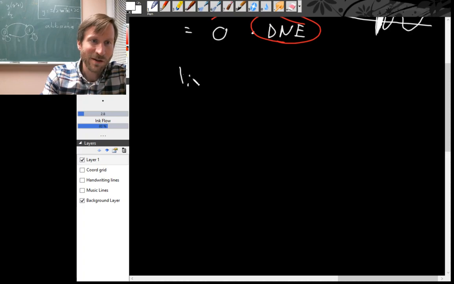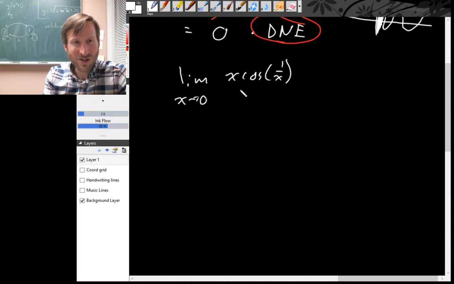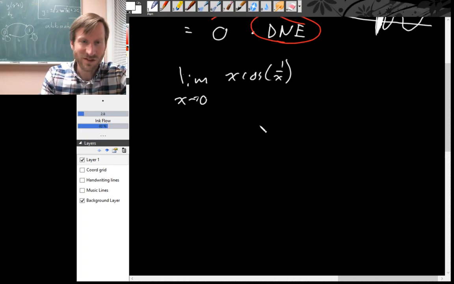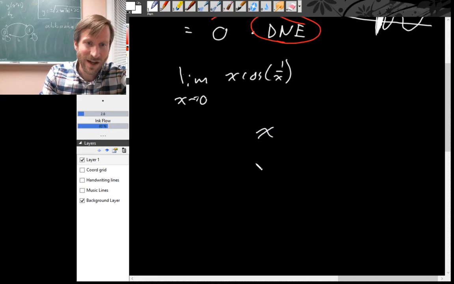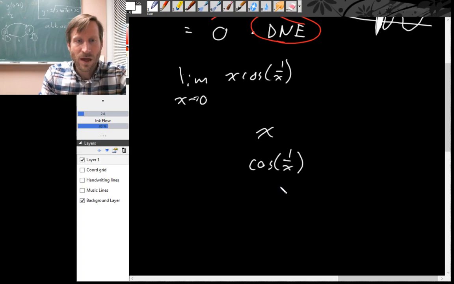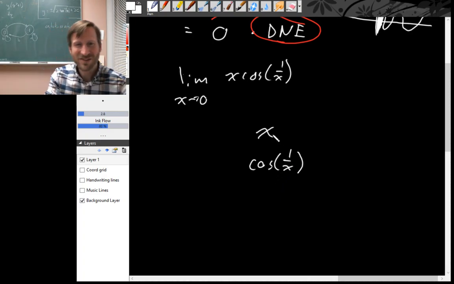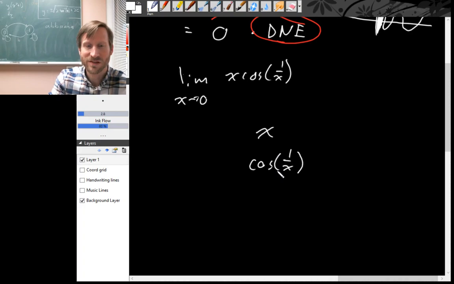Remember, we're trying to find the limit as x goes to 0 of x times cosine of 1 over x. And it looks like jumping to calculating the limit right away maybe isn't a good idea, because we don't know enough about this function yet. So let's look at the two pieces that make this function. There's x, and there is cosine of 1 over x. And to figure out what the limit is, we need to have some idea of what each of these pieces do.